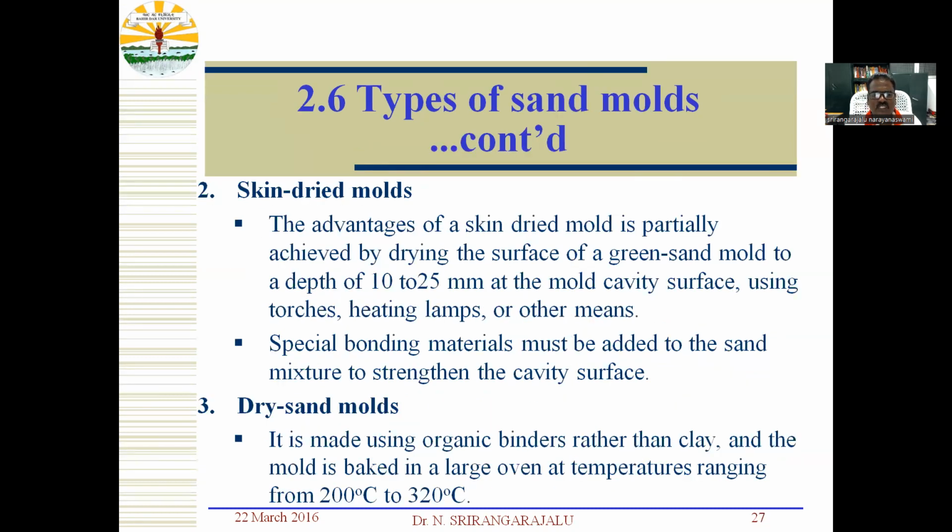Skin-dried mold: the advantages of a dry mold are partially achieved by drying the surface of the green sand mold to a depth of 10 to 25 mm at the mold cavity surface using torches, heating lamps, or other means. Special bonding material must be added to the sand mixture to strengthen the cavity surface. Dry sand molds are made using organic binders rather than clay, and the mold is baked in a large oven at a temperature ranging from 200 degrees centigrade to 320 degrees centigrade.